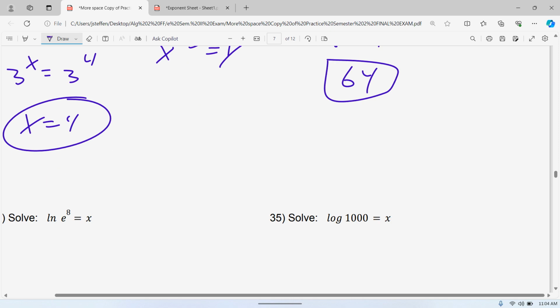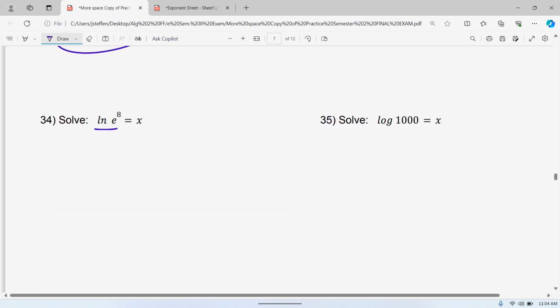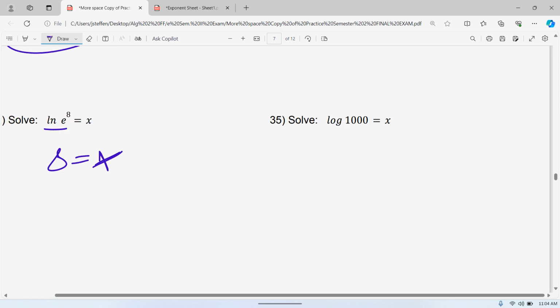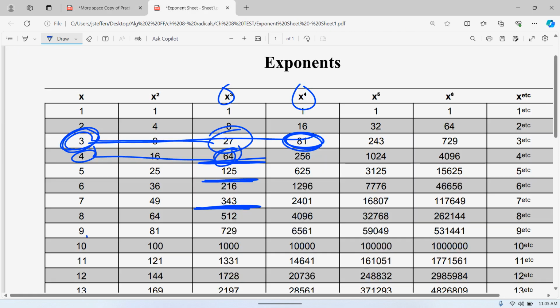The next one, 134, the biggest thing to remember is that the natural log of e cancels together, so you'll just have x on that side is equal to x. Base 10, so 10 raised to what is 1,000? That's got to be 10 to the third. And again, you can use your calculator or your exponent sheet. 10 to the third.